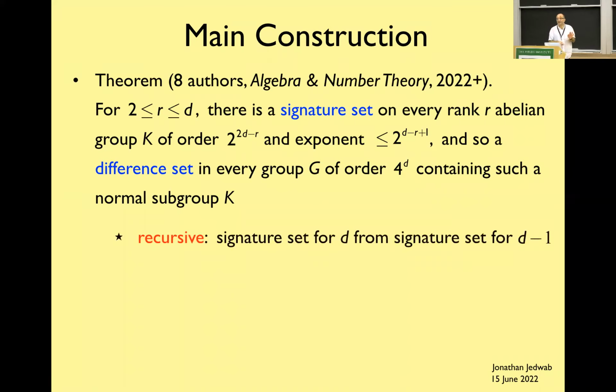How is that proved? It's a recursive proof. We're getting a signature set for D from a signature set for D minus 1.